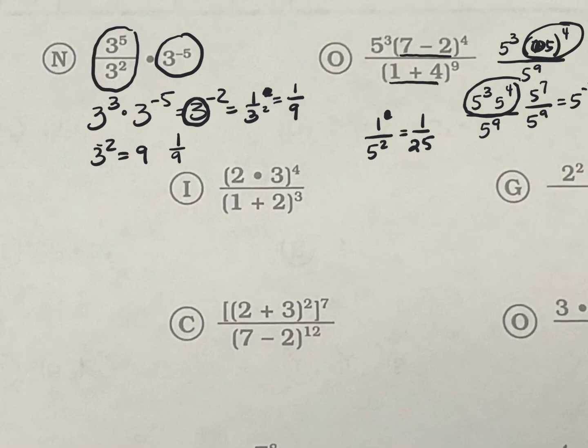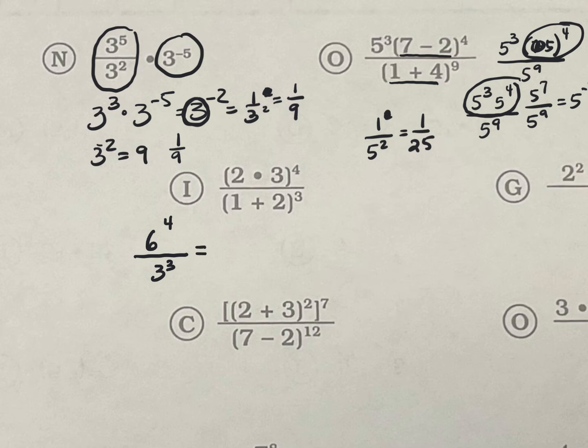This one, there's a couple ways you could have done it. We could have said, okay, let's do it the simplest way. 2 times 3, we do parentheses first, is 6 to the 4th power. On the bottom, 1 plus 2 is 3, so 3 to the 3rd. There's nothing we can do there. I mean, there is, but it's kind of outside the scope of this class.